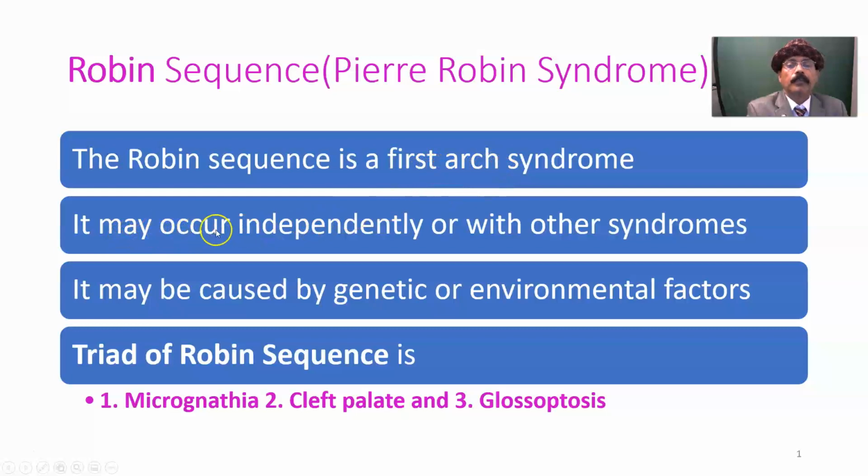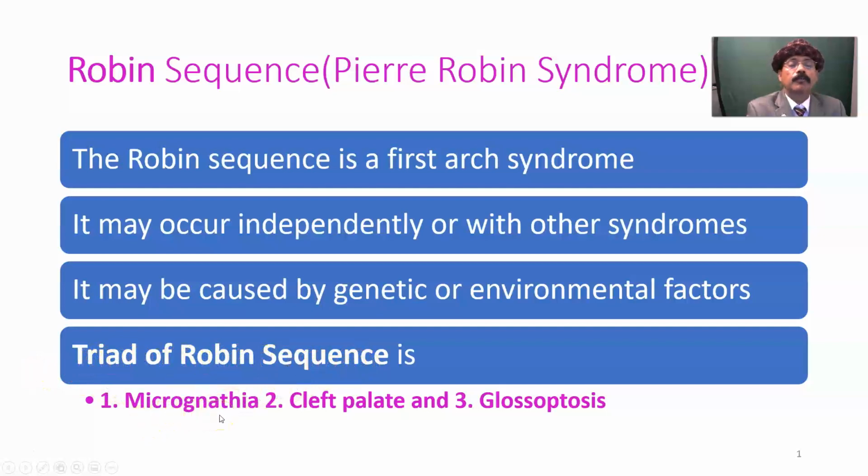Robin sequence occurs independently or with other syndromes. It may be caused by genetic or environmental factors. Triad of Robin sequence: what are the components of the triad of Robin sequence?